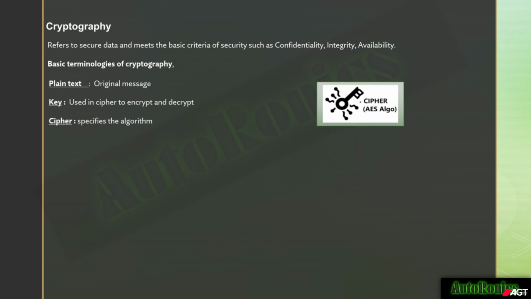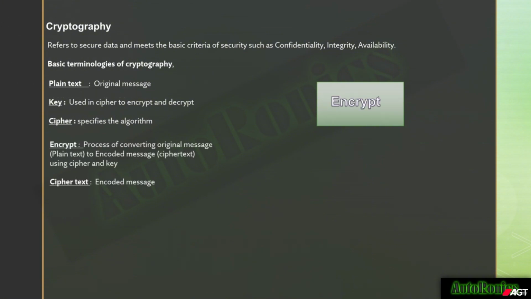Here the cipher is nothing but the algorithm which we use. It can be a symmetric or asymmetric algorithm. We'll see the algorithm part in depth in the upcoming session. Right now we'll take the AES algorithm, which is a symmetric algorithm, and we'll use the key along with it to encrypt the data, and we get the ciphertext.